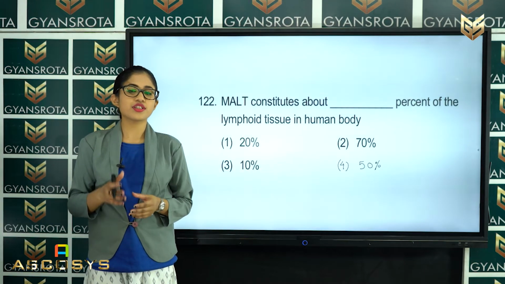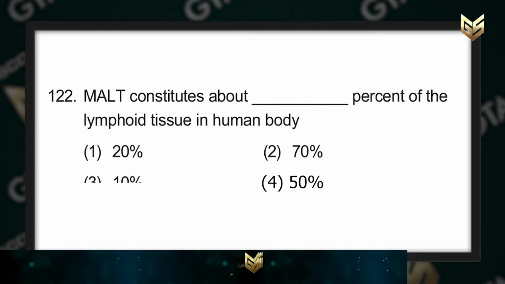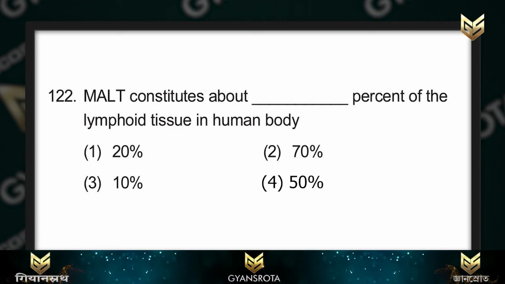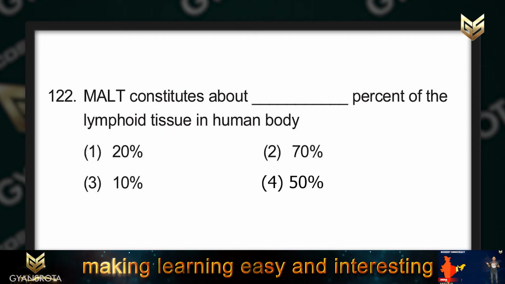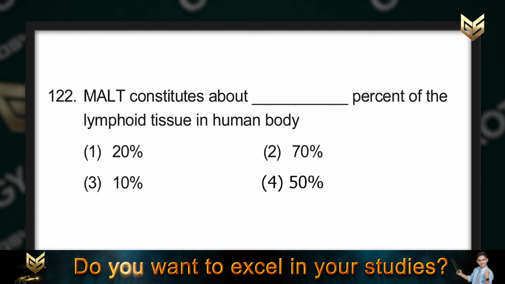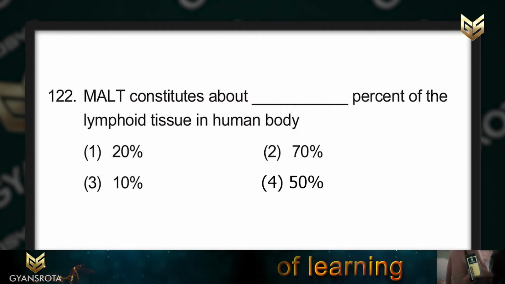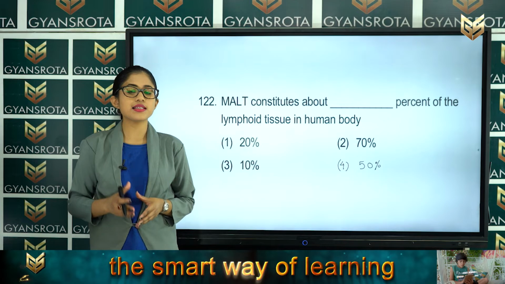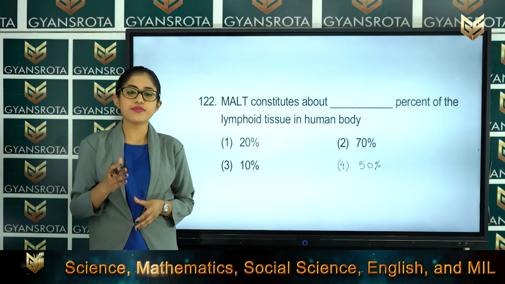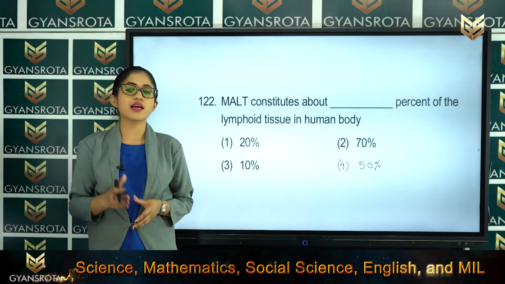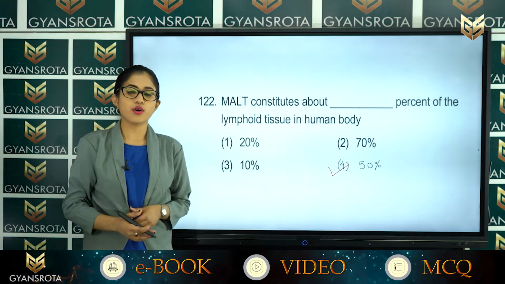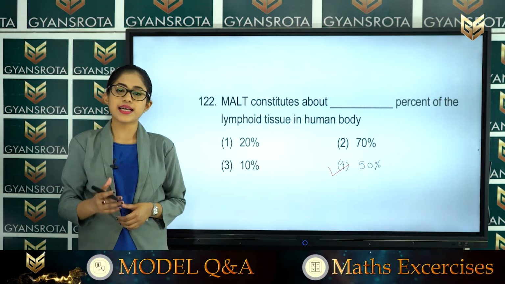Now, the next question is question number 122. MALT, which means the mucosa associated lymphoid tissue, constitutes about blank percent of the lymphoid tissue in the human body. Is that 20%, 70%, 10%, or 50%? So, we have discussed MALT in the chapter Human Health and Disease. So, this MALT constitutes about 50% of the lymphoid tissues in the human body. So, option number 4 is the correct answer of this question. Alright, now let us see the next question.